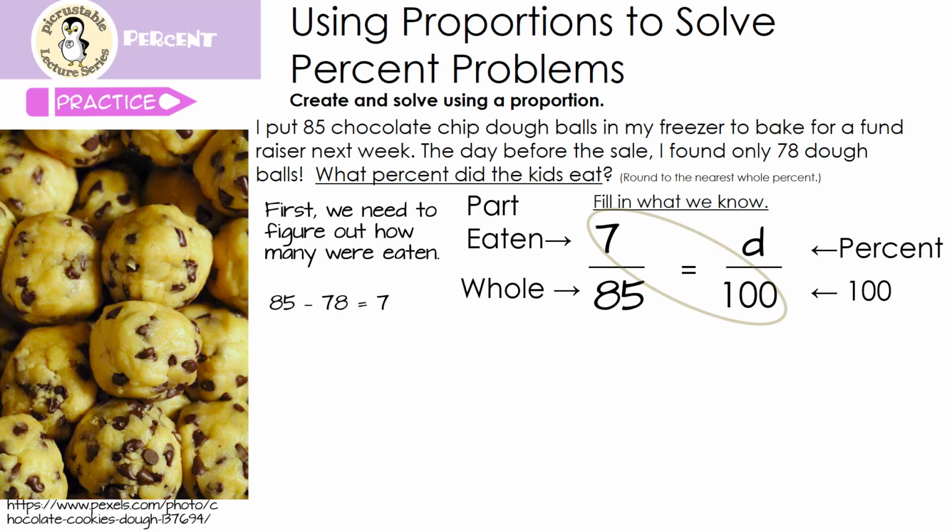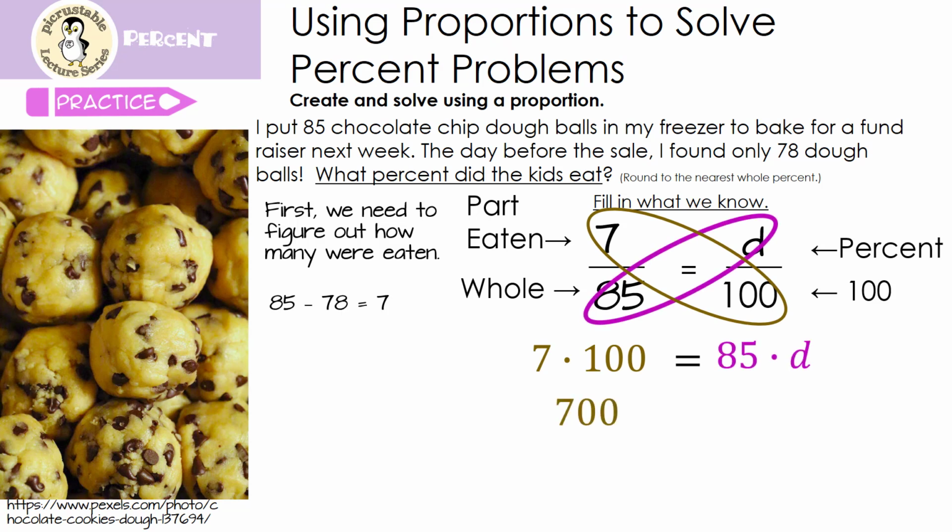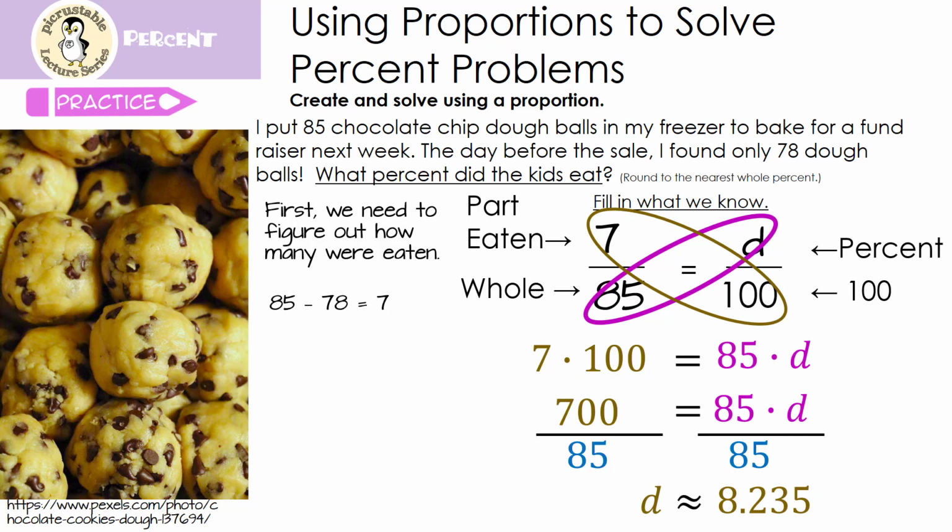Let's cross multiply. 7 times 100 equals 85 times D. 7 times 100 is 700, and 85 times D is 85 times D. Remember, we need to get D by itself, so I'm going to divide by 85 on both sides. Remember, whatever I do to one side, I have to do to the other side. It turns out that D is 8.235. But the question does ask us to round to the nearest whole percent. So, my children ate 8% of the chocolate chip dough balls. Ugh, but doesn't that picture look really good?